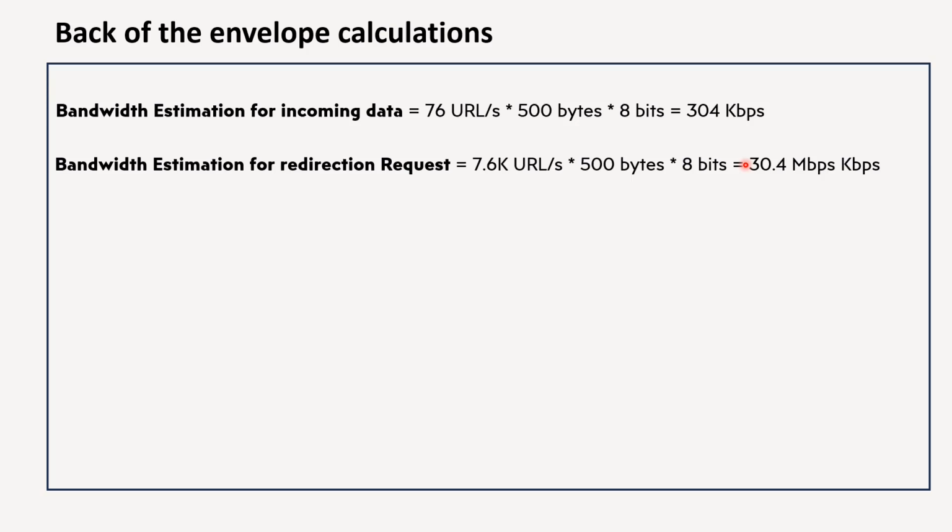Because we know that redirection is 7.6K URLs per second, similarly you get 30.4, sorry, that was a mistake, so 30.4 Mbps.